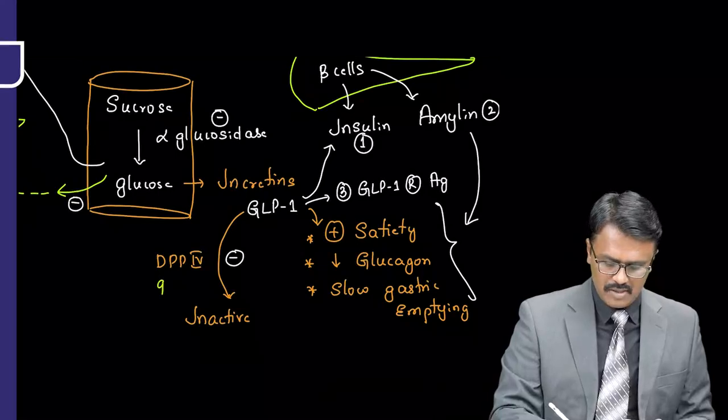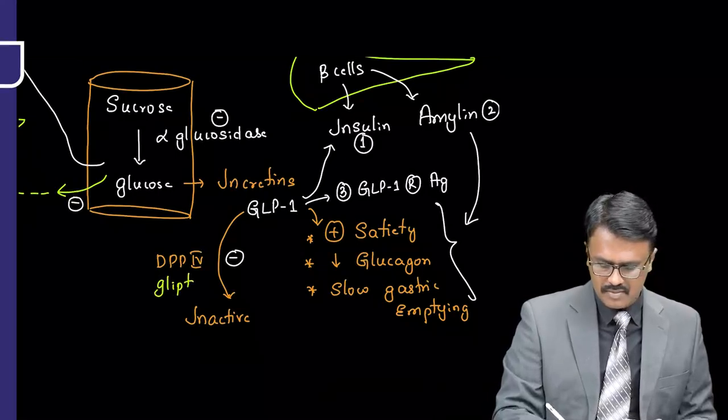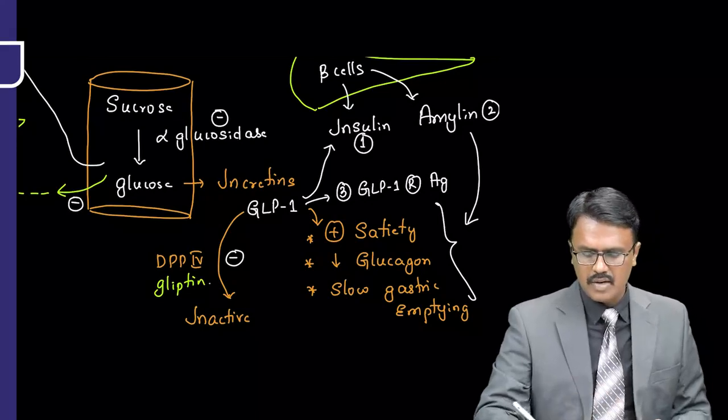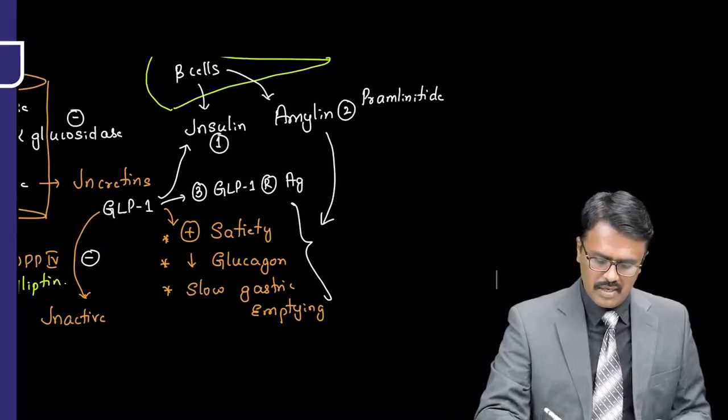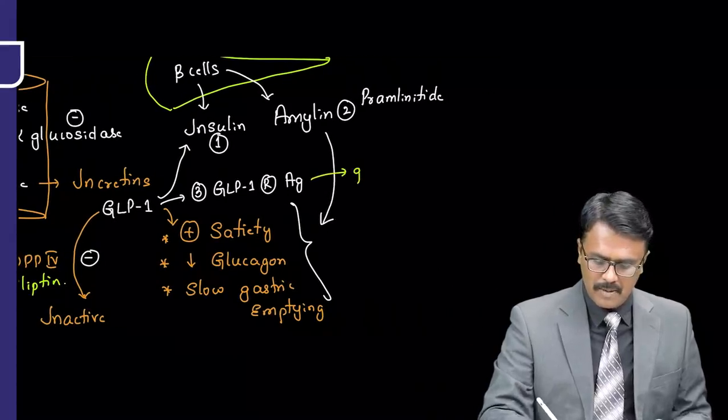DPP4 inhibitors end with gliptins. And GLP-1 agonists usually end with glutides. I'll just give a clue. These end with glutide.